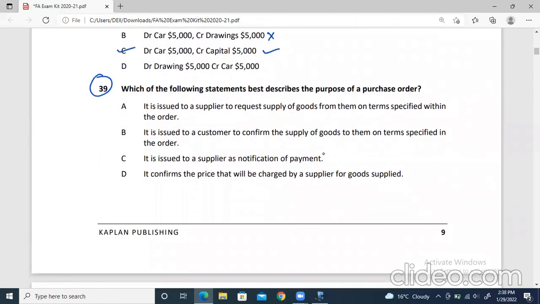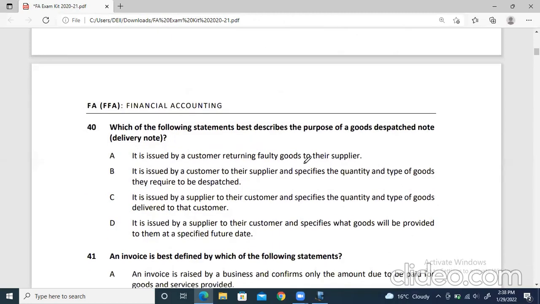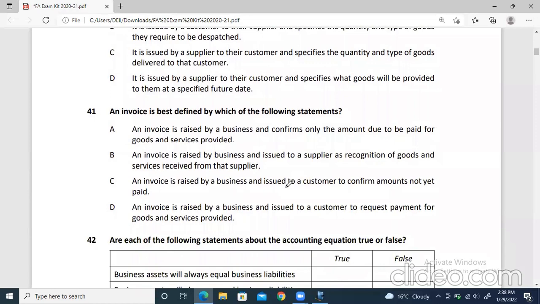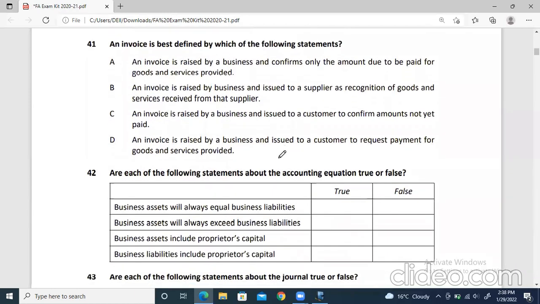39. Which of the following statements best describes the purpose of a purchase order? Also leave this question because we have not studied the documentation chapter. I think that chapter is 6 or 7. In that chapter, we'll study this next week, hopefully. I'll explain all the documents, like what happens in the sales cycle and what happens in the purchase cycle. So we'll do the remaining questions after that lecture. Okay. This invoice also belongs to that.